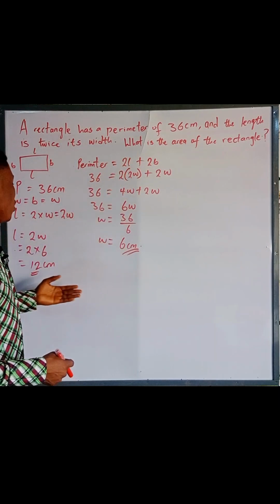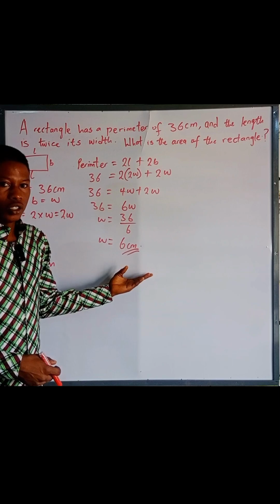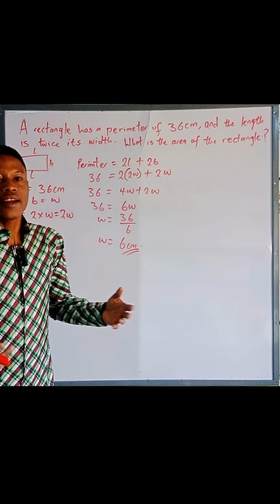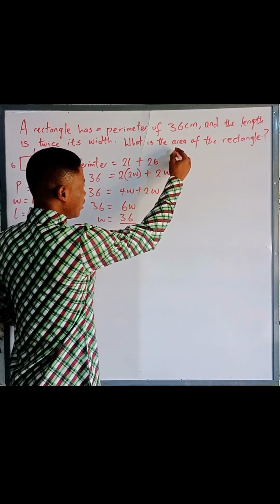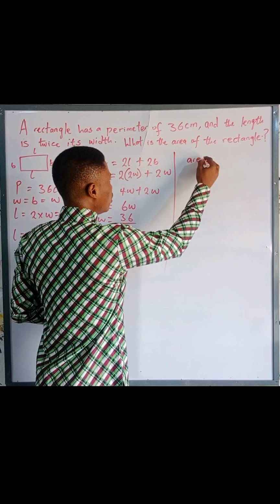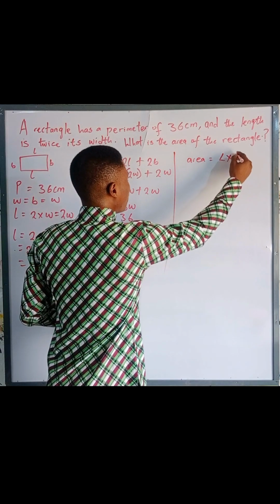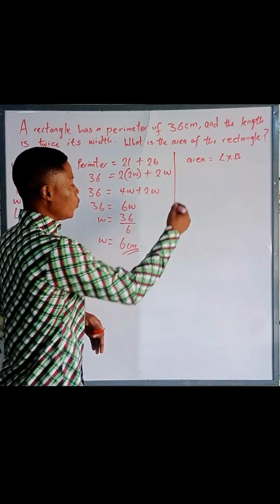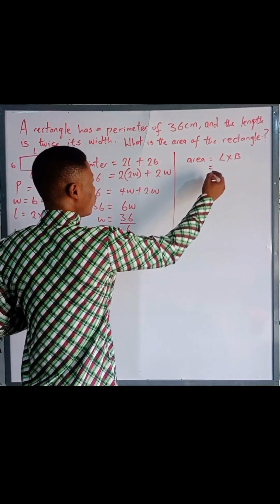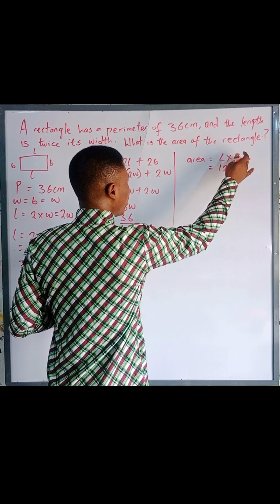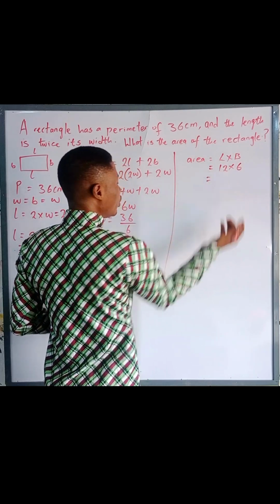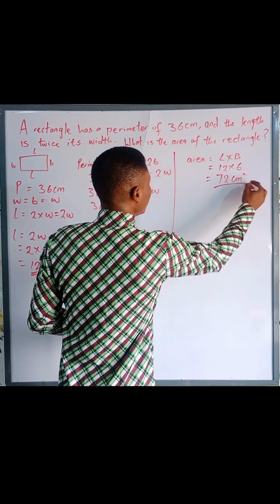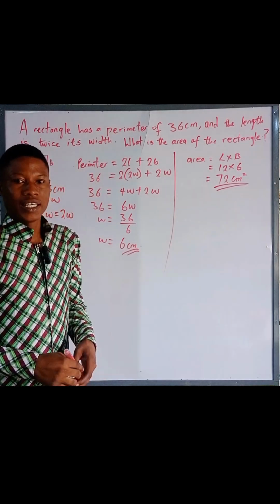But in the question, we are not asked to look for the length nor the width, but we are asked to look for the area of the rectangle. And the area of the rectangle is the length multiplied by the breadth, which is also the width. So we can easily say our 12 multiplied by what? Yes, multiplied by 6, which will give us, yes, 72 centimeter square. And that's our final answer.